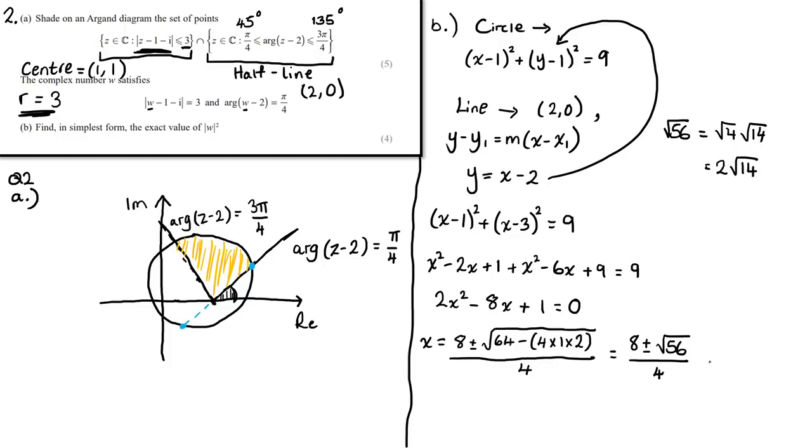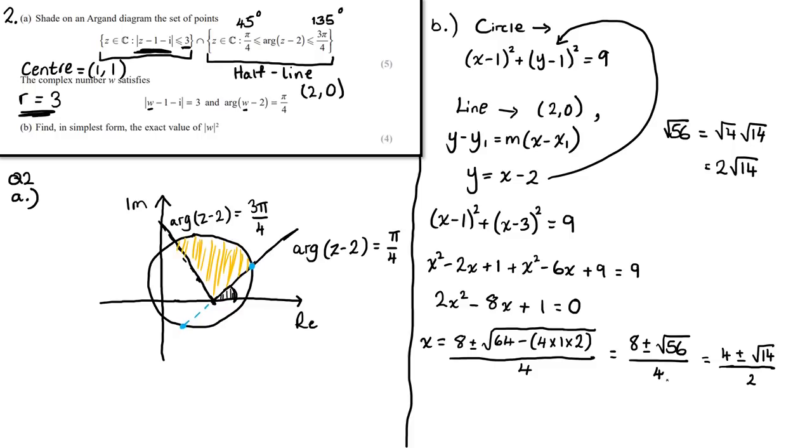And then we can write this here by dividing top and bottom by 2. So I'm going to get 4 plus or minus... so that would be 2 root 14. So if we divide that by 2, we just get root 14. So that's 4 plus or minus root 14 all over 2 there. Okay, so that's our solutions there for x.